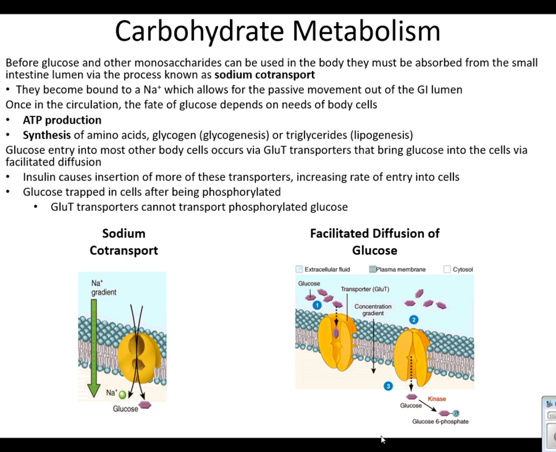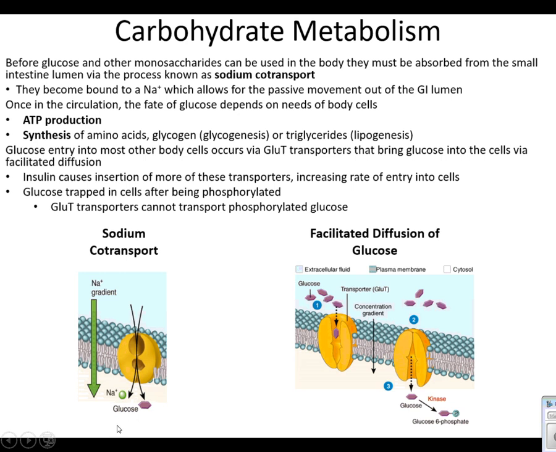So before glucose and other monosaccharides can be used in the body, they must be absorbed from our small intestine by a process called sodium cotransport, where sodium and glucose get pulled in together at the same time. Okay. And sodium acts as a way to give glucose a piggyback ride. Once they've been pulled into the cell, they'll make their way into the blood.